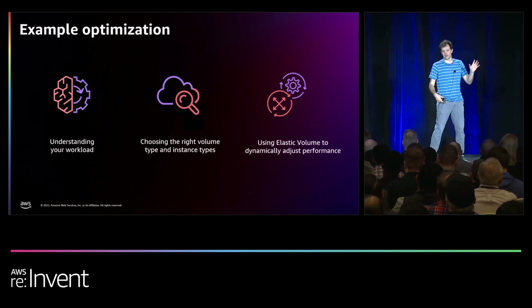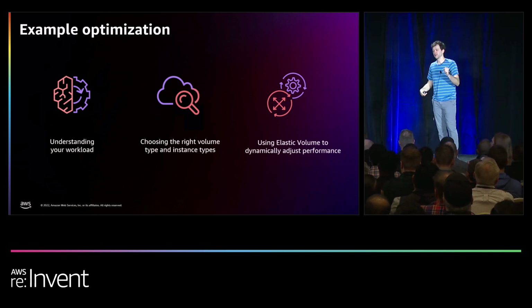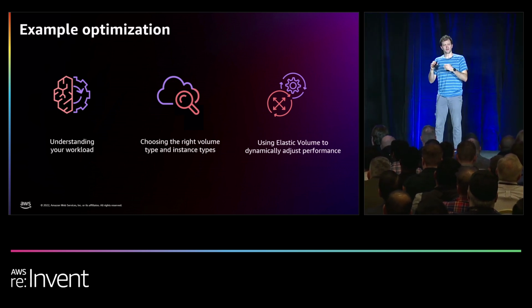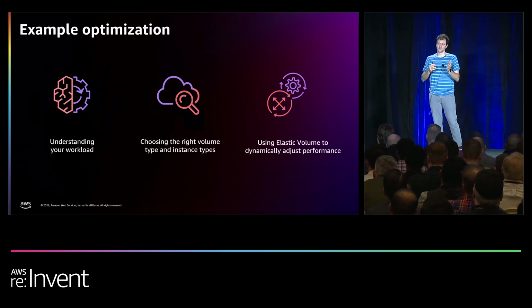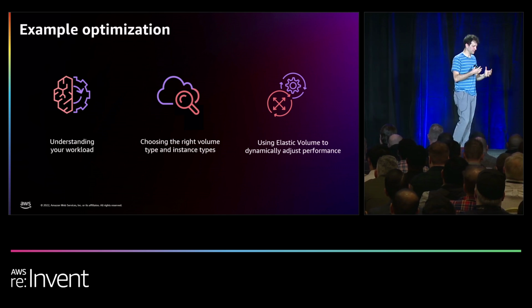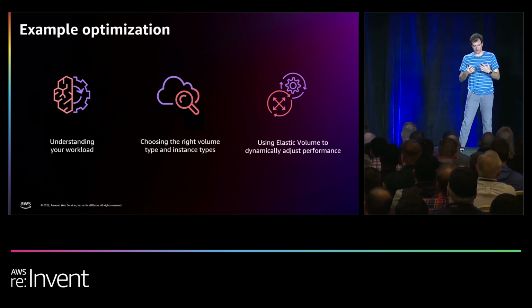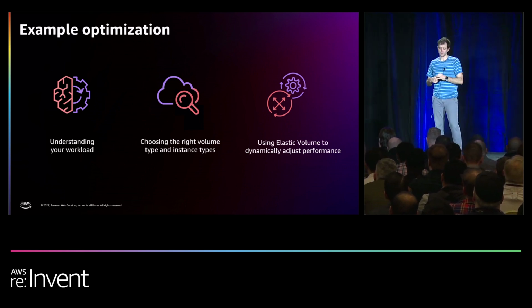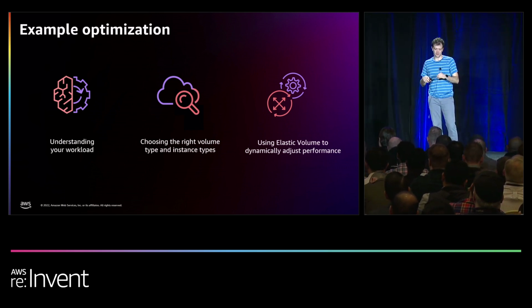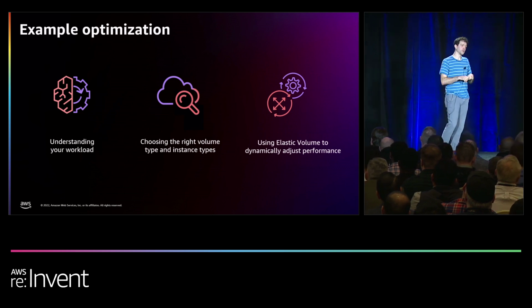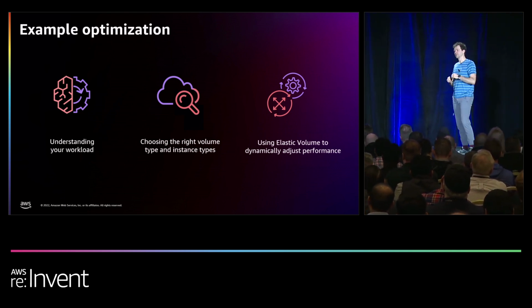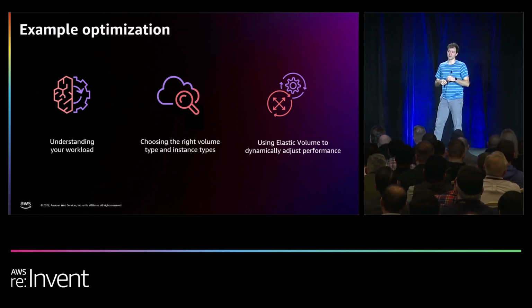And so they were using R5 8XLs, and they had EBS general purpose volumes. And they had about 6,000 IOPS per instance. And so that's what they thought they needed. They were looking at their CloudWatch metrics, and they saw CPU utilization was high, and that's how they made the decision to scale out. When they looked at it, the reason the CPU utilization was high is that the EBS volumes were actually the bottleneck. They needed more than 6,000 IOPS.